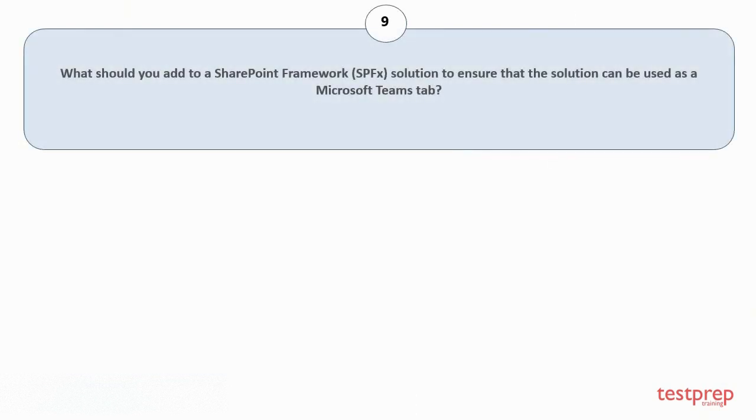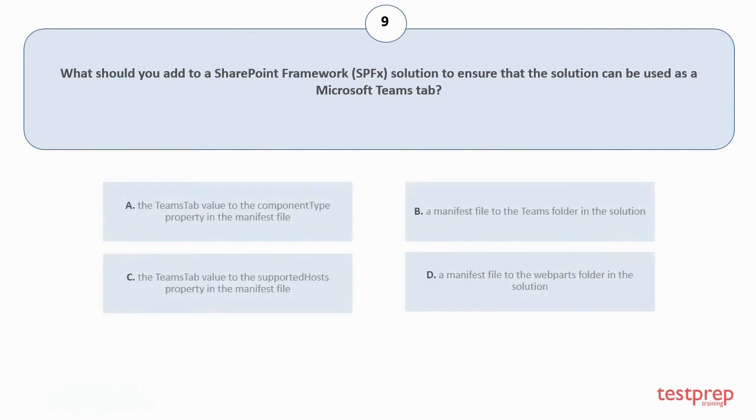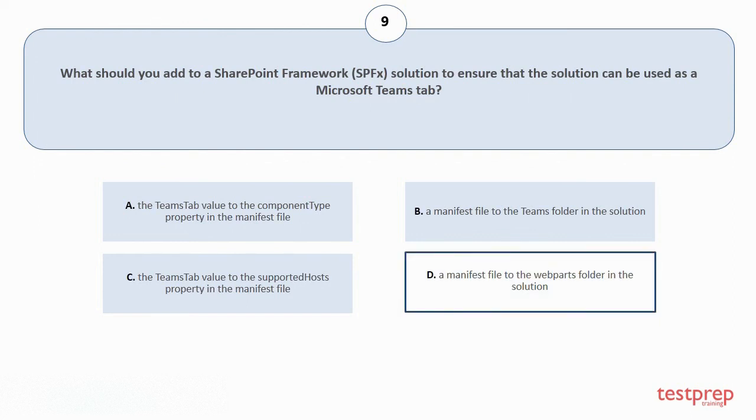Question number 9. What should you add to a SharePoint framework solution, to ensure that the solution can be used as a Microsoft Teams tab? Your options are A. The Teams tab value to the component type property in the manifest file, B. A manifest file to the Teams folder in the solution, C. The Teams tab value to the supported hosts property in the manifest file, D. A manifest file to the web parts folder in the solution. The correct answer is option D.